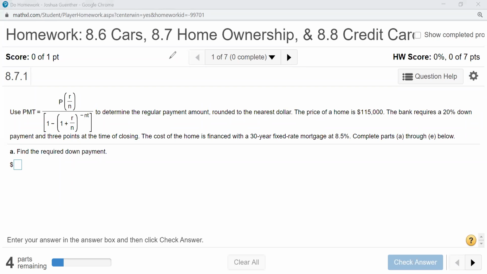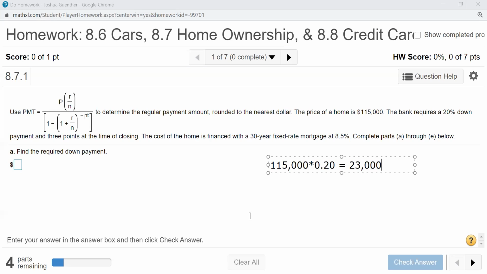Let's do some computation. You have a $115,000 home. You require a 20% down payment. So we need to multiply that by 0.2. And I believe that's going to be $23,000. Double check that because I don't trust myself.